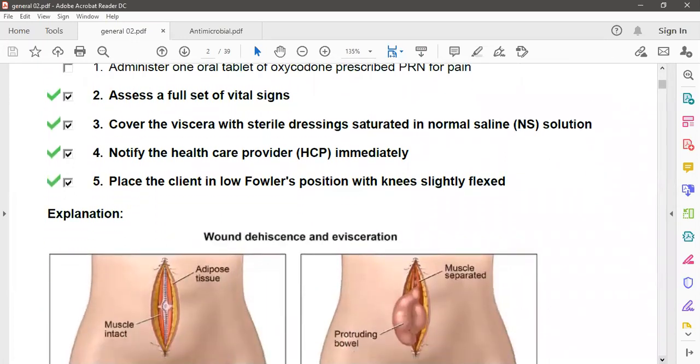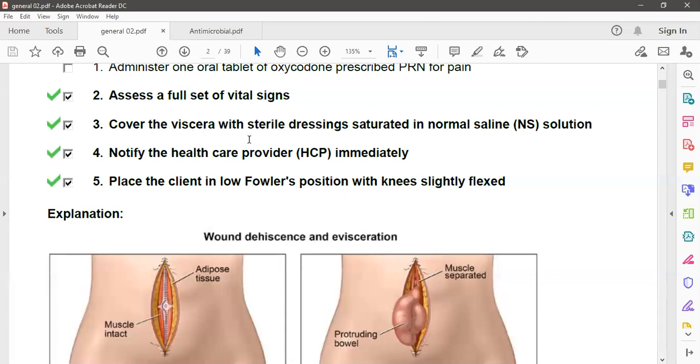Second, they said assess a full set of vitals. Yes, we are RN, we are LPN. When the patient has any complaint or any change occurs, we always check the vital signs. If the vital signs are within the normal range, it indicates your patient is stable. If the vital signs are fluctuating, it means the patient's condition can get worse or deteriorate at any time. So checking vital signs is the first priority.